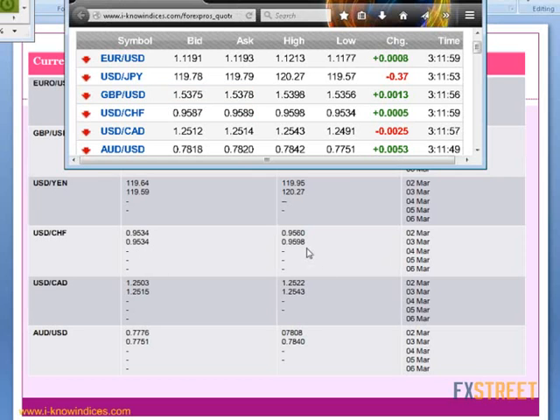Now, in the case of CHF, 0.9534 is the low, 0.9598 is the high. They have not breached the high or the low. In the case of the Canadian dollar, 1.2515 was the initial low, and they just breached it and came down to 1.2491 and are holding below 1.2515.